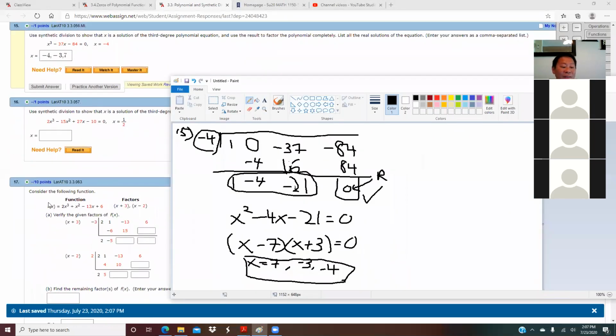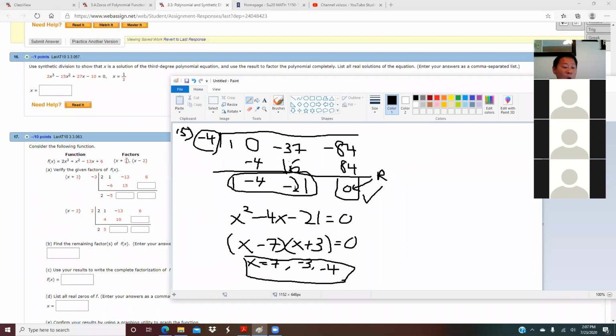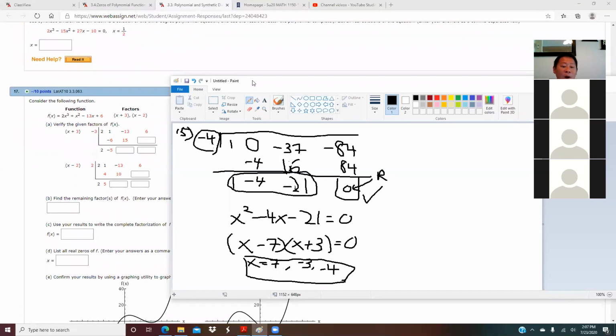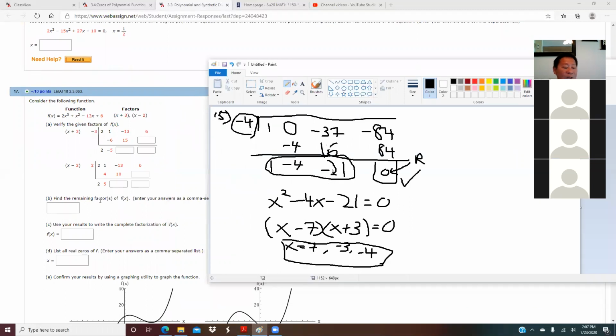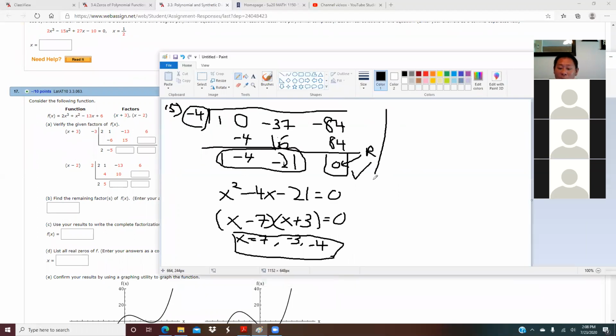Same thing with 17, you just need to divide with negative 3 doing synthetic division and positive 2 doing synthetic division. And then after that, the question wants you to figure out what is the remaining factor. As you know, you have power 3. This question already has 2 factors, so you just need to figure out what is the missing factor. Let's do one of them and figure out the remaining factor.